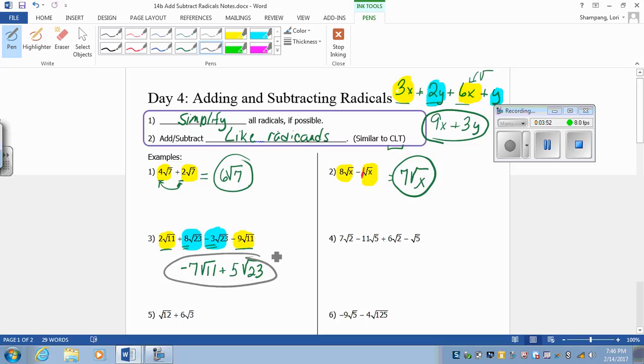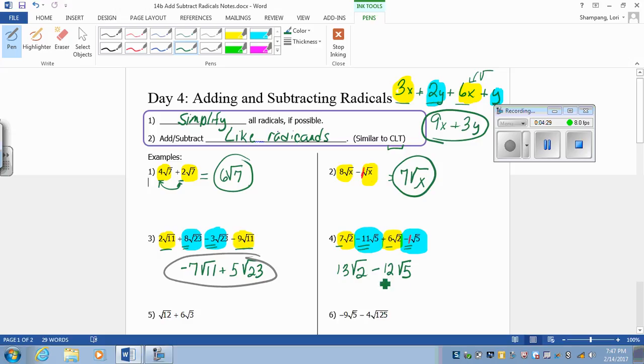Number 4, let's go ahead and highlight the like radicands. We have 7 times the square root of 2 plus 6 times the square root of 2. We have negative 11 times the square root of 5 minus the square root of 5, and remember, that really has a coefficient of minus 1. Let's combine like terms. We have 7 plus 6, which is 13 times the square root of 2. Then we have negative 11 minus 1, which is minus 12 times the square root of 5.